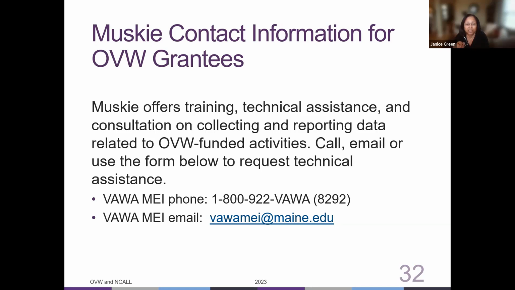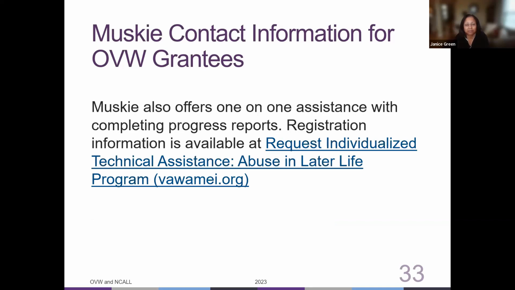Muskie is the organization that works with us to do training and technical assistance about these reports and to gather the information and help create the report that goes to Congress. If you ever need assistance regarding your progress reports, you can contact Muskie either by the phone number here, or you can send them an email at the email address listed below. Next.